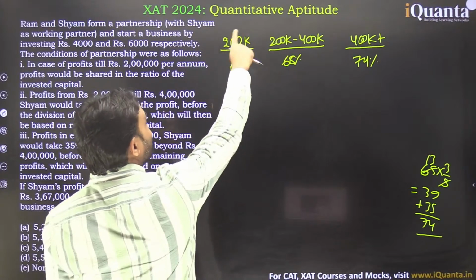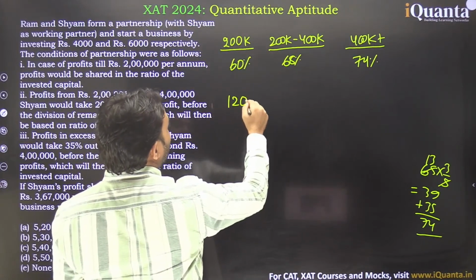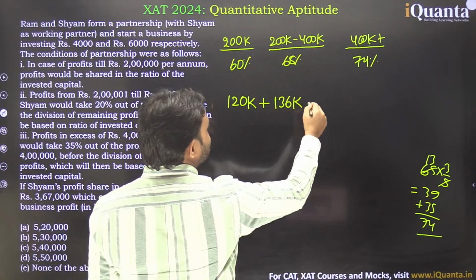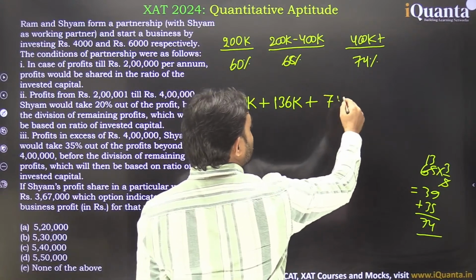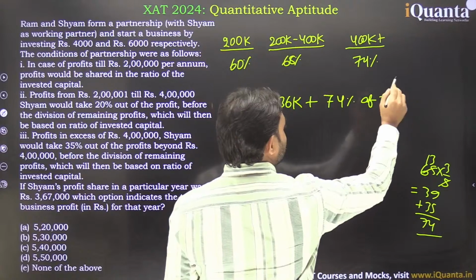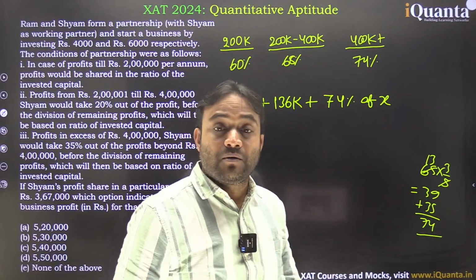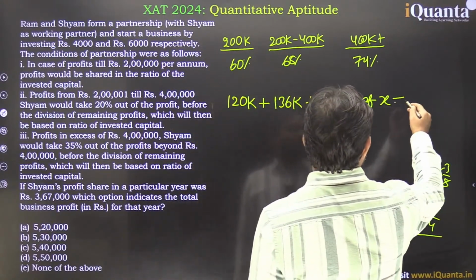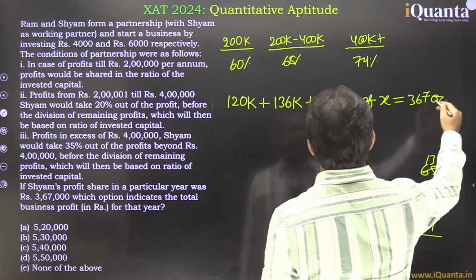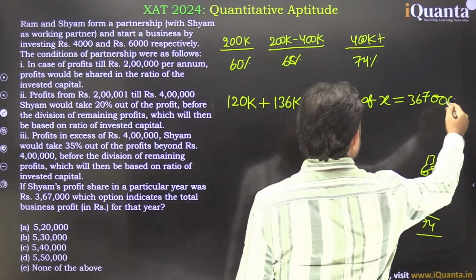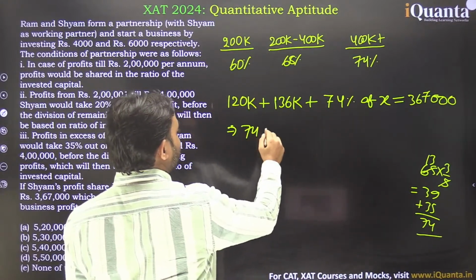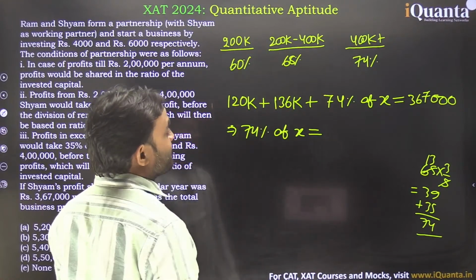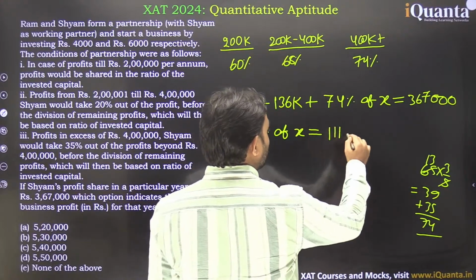So this amount is equal to 120K, plus this amount is equal to 136K, plus this is 74% of X. What is X? X is the amount beyond 400K. So this should be equal to 36700, right? One more zero. Now we can say that 74% of X should be equal to this, which is 256. So we are left with 111000.